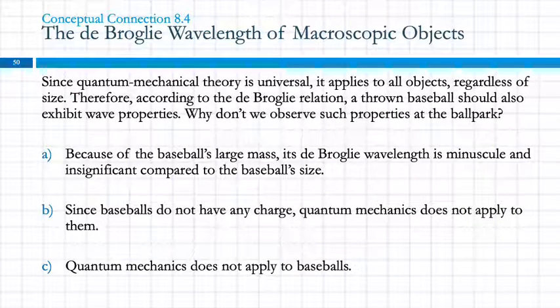Here's a conceptual problem. Since quantum mechanical theory is universal, it applies to all objects regardless of size. Therefore, according to the de Broglie relation, a thrown baseball should also exhibit wave properties. Why don't we observe such properties at the ballpark? When you throw a baseball, why don't you see it doing a sine wave as it goes through the air?